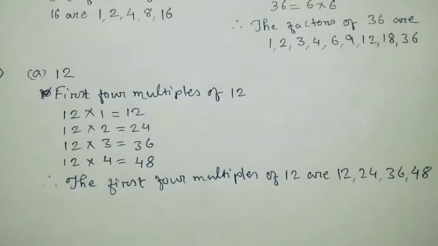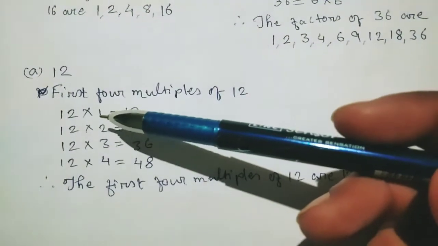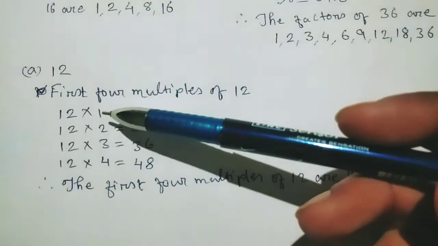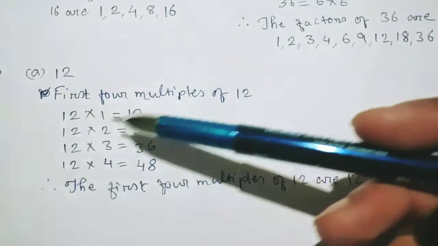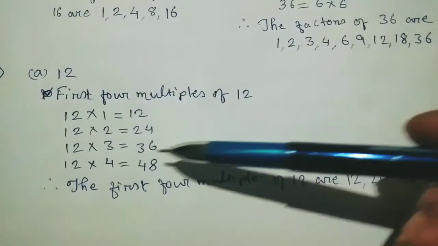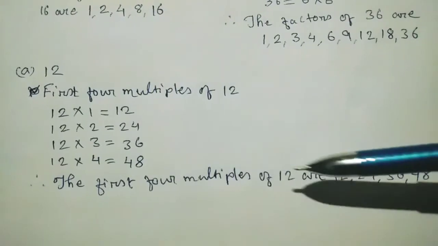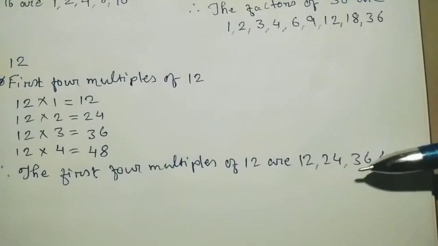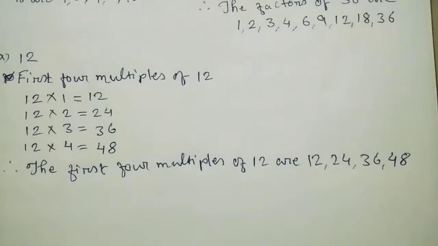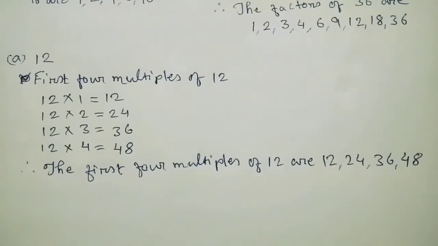1, 2, 3, 4. First 4 it is asked. That's why you have to write the multiplication table of 12 starting from 1. 12 1s are 12, 12 2s are 24, 12 3s are 36, 12 4s are 48. So therefore the first 4 multiples of 12 are 12, 24, 36 and 48. So in this way you have to write the multiples.